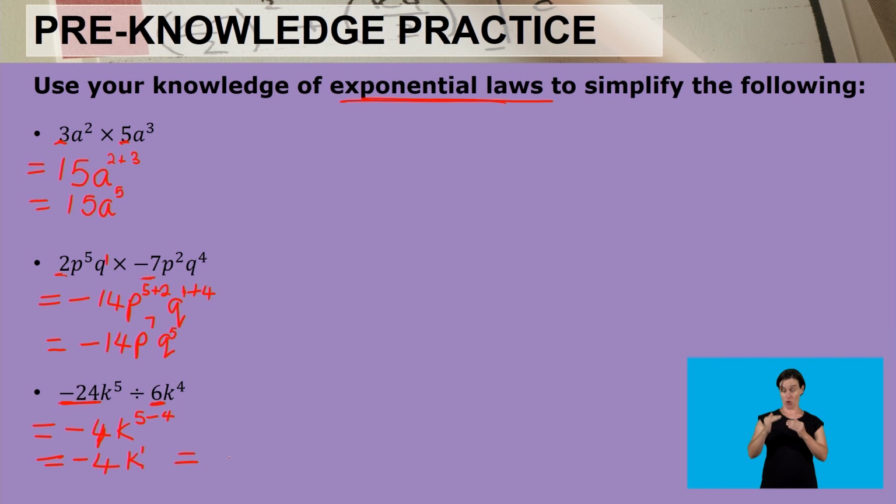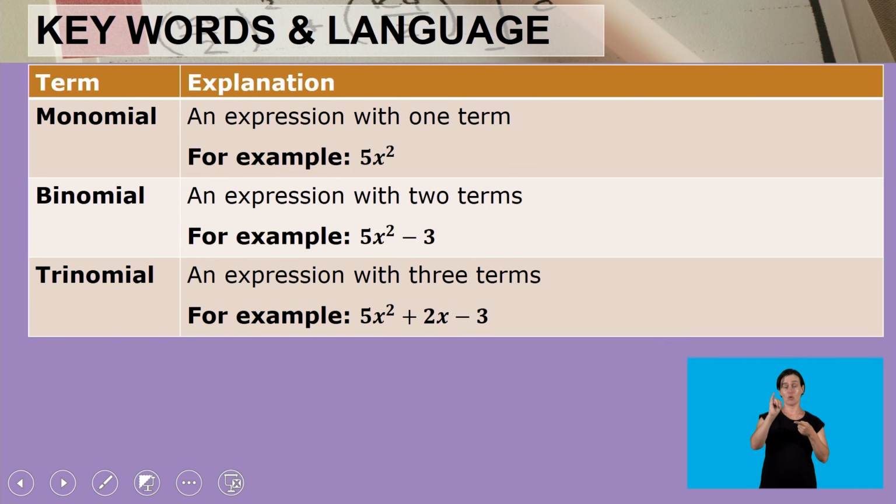And of course, we remember if the exponent is 1, then it is the same as saying the negative 4 with the k, because we know that when we do not see an exponent there, that exponent is a 1. Let's look at the keywords that we are going to be using during this lesson.